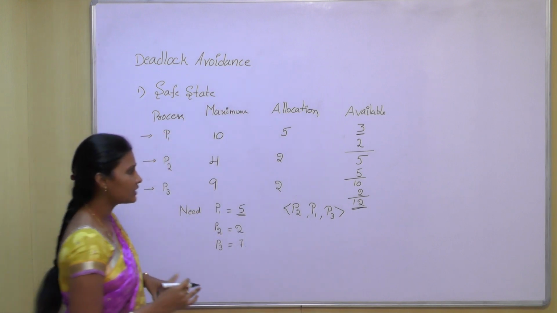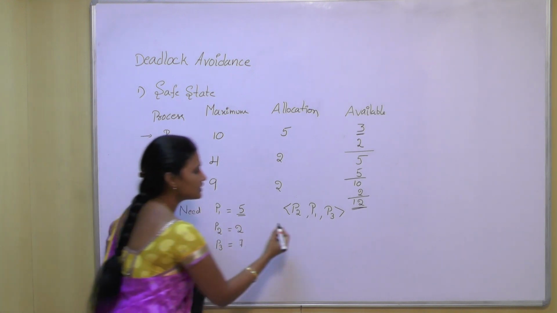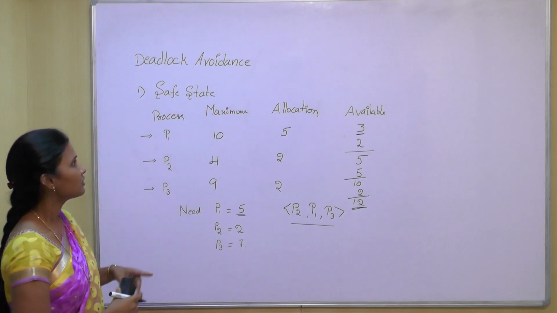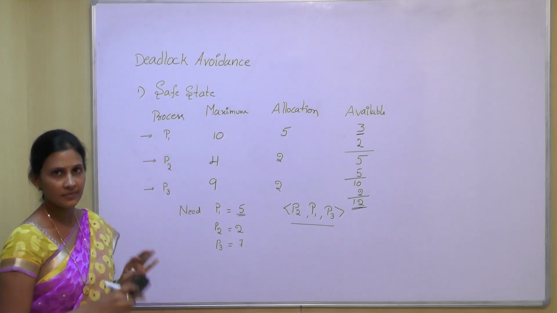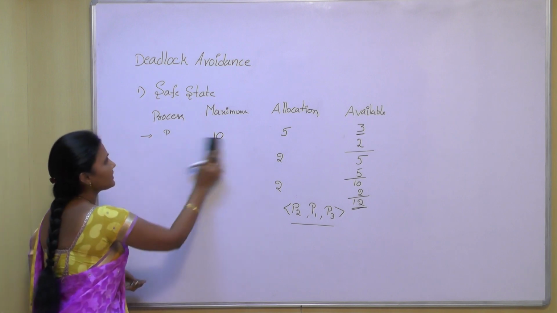So now we can say that this system is in a safe state, and this is the safe sequence of these given processes. Okay. So this is all about what a safe state is. Now coming to the resource allocation graph.